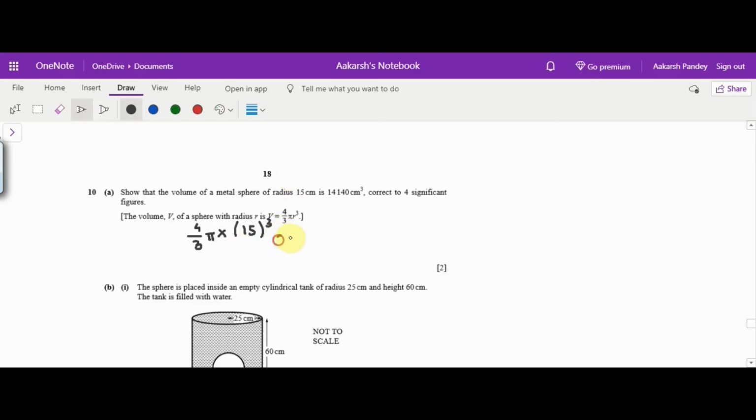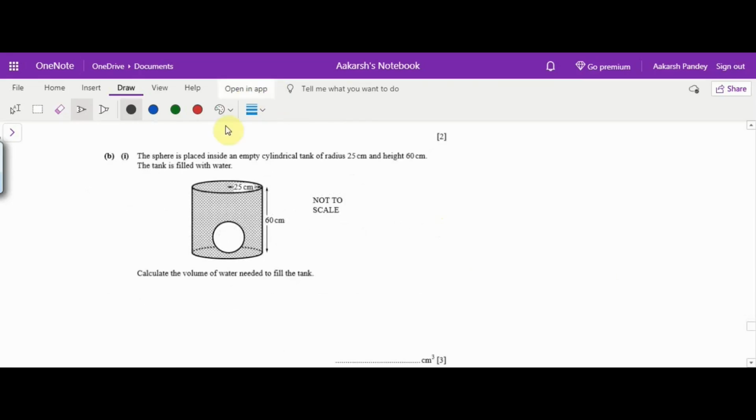So you get this as 14137.17. Now because you have to round it off to four significant figures, my four significant figures are till here. Now because the next digit is a 7, I'll round it up. So this can be rounded up to 14140. Now the sphere is placed inside an empty cylindrical tank of radius 25 and height 60. Calculate the volume of water needed to fill the tank.